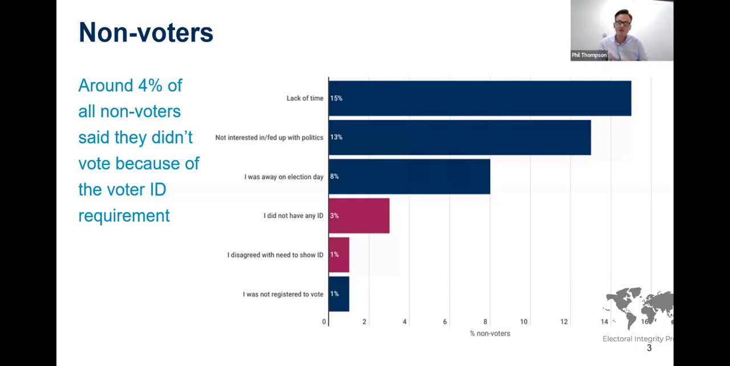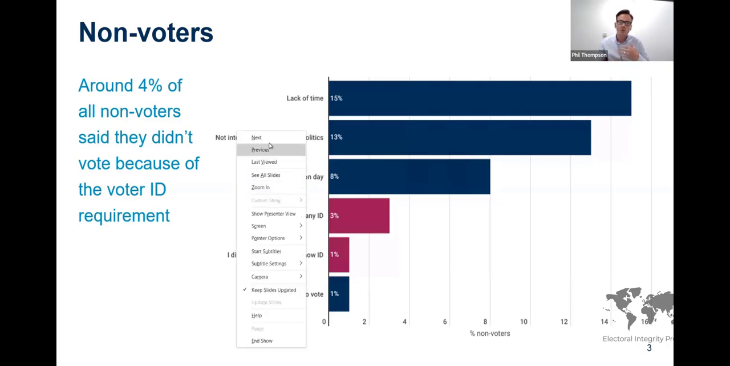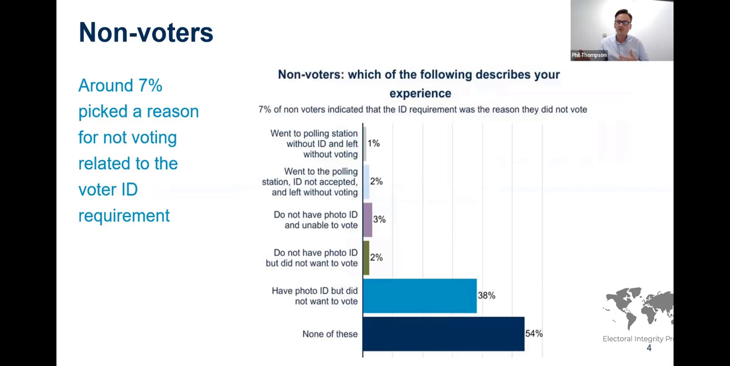We then asked the same set of non-voters a prompted question where we asked them which of this set of statements best matched their experience. And again, for the vast majority of people, it didn't have anything to do with ID. It was, I didn't want to vote, or it's a different reason. But for a proportion, in this case, 7%, they gave us, again, a reason related to ID. Now, I think that's probably exactly what we would expect to see, where the prompted question is getting a higher result than the unprompted one.